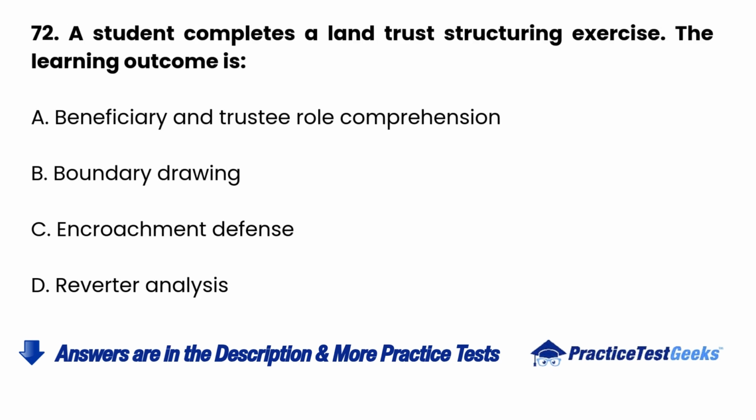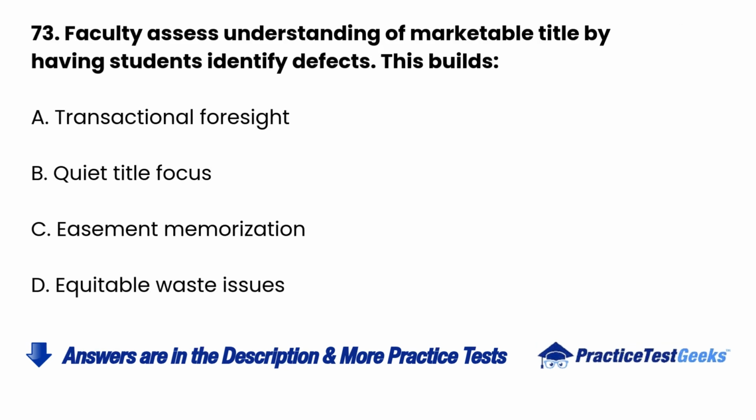72. A student completes a land trust structuring exercise. The learning outcome is A. Beneficiary and trustee role comprehension. B. Boundary drawing. C. Encroachment defense. D. Reverter analysis.